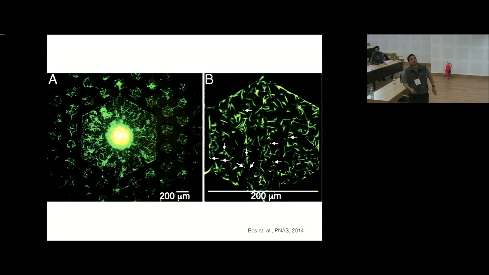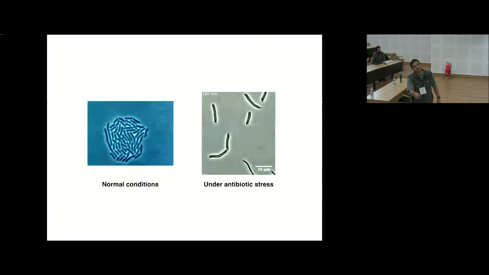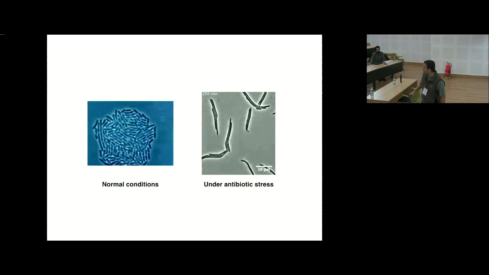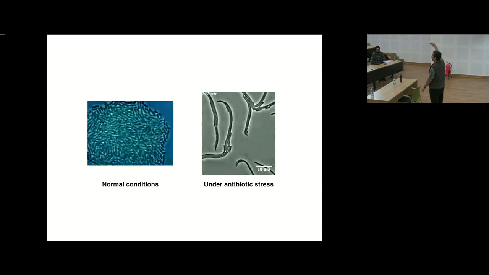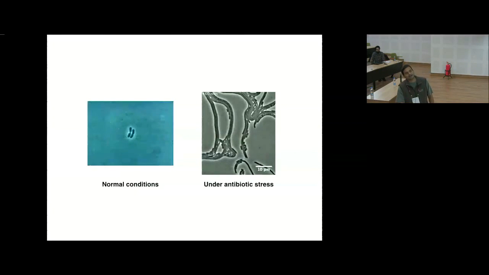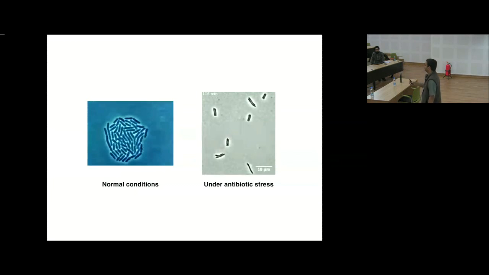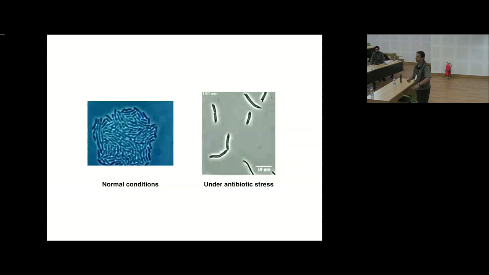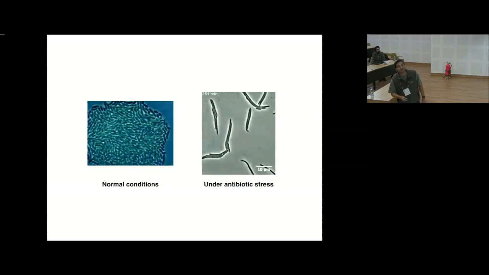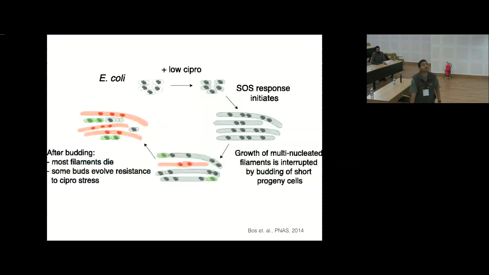Okay? So in the normal condition, if you start with one bacteria, it just divides and divides and grows. But now you put in some antibiotic, not a lot that will kill the bacteria, but some stress. They no longer divide, but they form these long filaments. But then every now and then, the long filaments bud off a little guy. And this is what they observed.